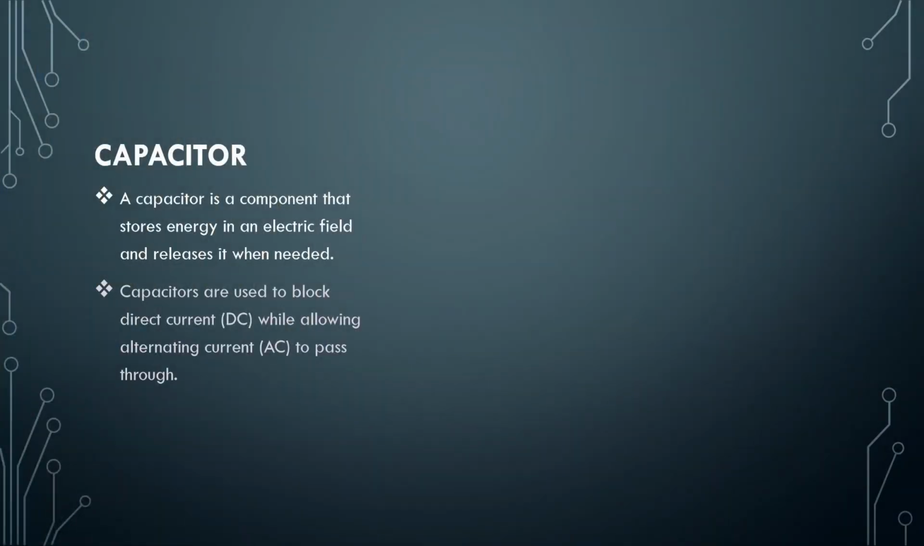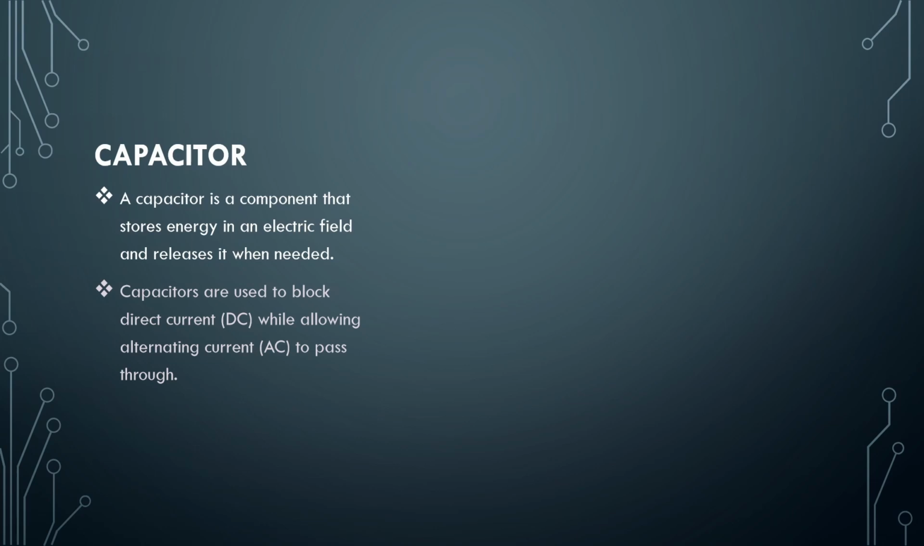So next we are going to discuss the capacitor. What is a capacitor? A capacitor is an electrical component that stores and releases electrical energy. It consists of two conductive plates separated by an insulating material known as dielectric. So how does a capacitor work?